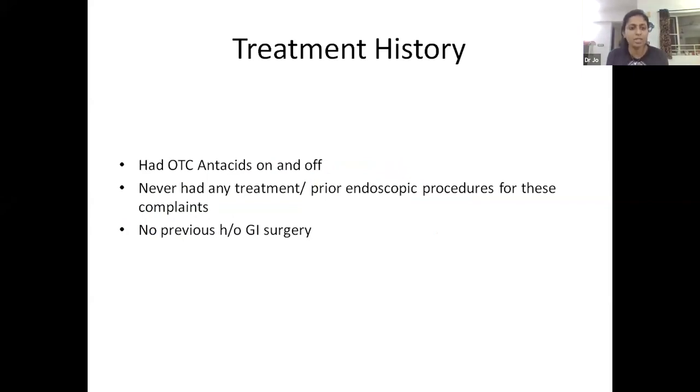Treatment history, he had over-the-counter antacids on and off. Never had any treatment or prior endoscopic procedures for these complaints. No previous history of GI surgery.